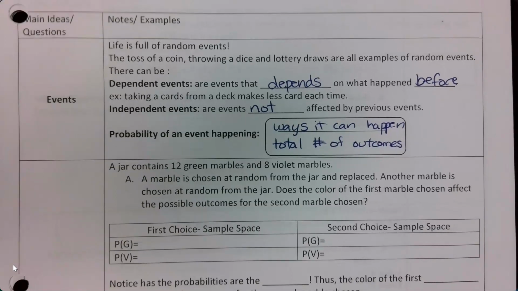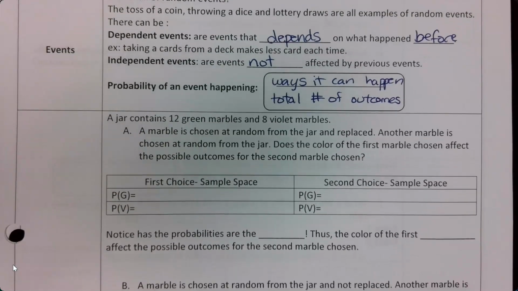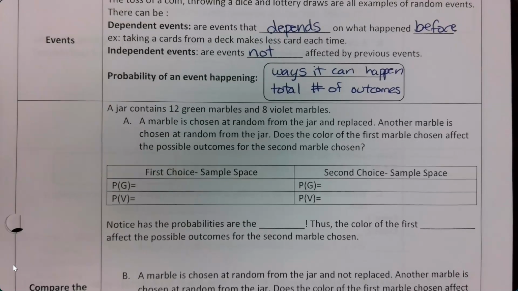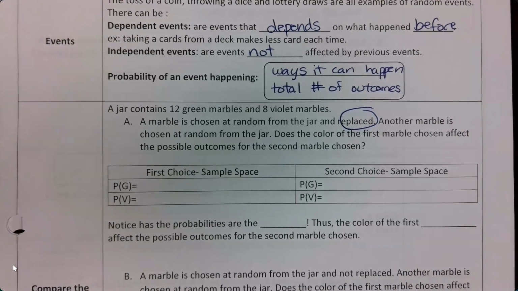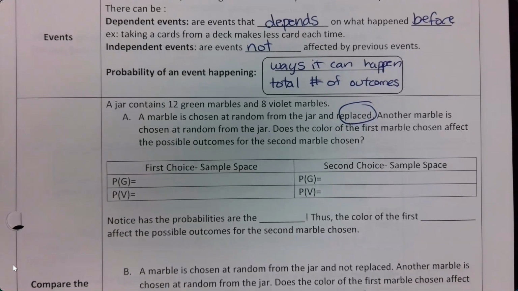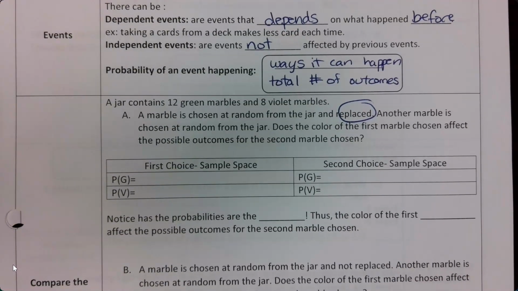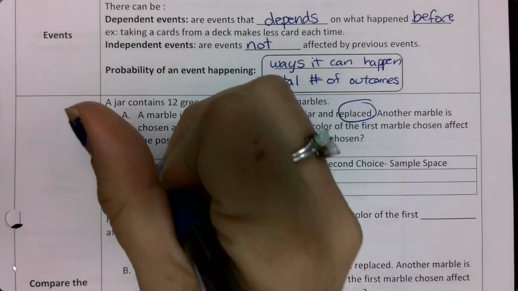Okay, so A says a jar contains 12 green marbles and 8 violet marbles. A marble is chosen at random from the jar and replaced. This is going to be my keyword, replaced. Another marble is chosen at random from the jar. Does the color of the first marble chosen affect the possible outcomes for the second marble chosen? So the first thing I want to do is figure out how many total marbles I have. 20. I'm going to take 12 plus 8.